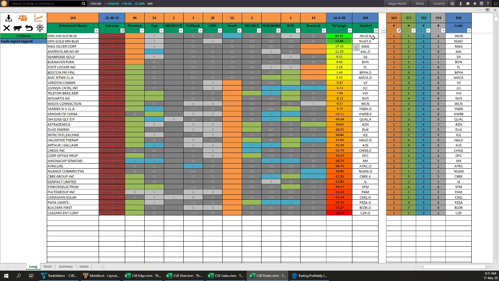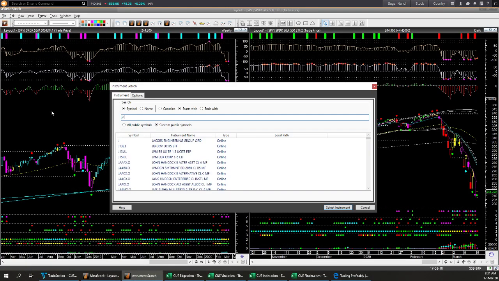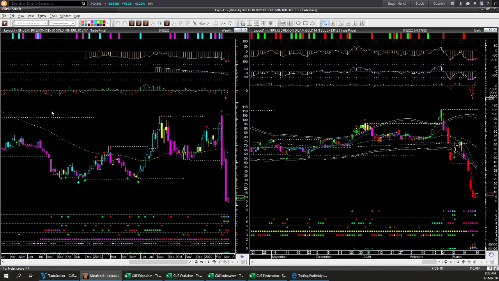Why don't we look at this JNUG? This is an ETF, gold miner bull 3x. Not sure why it is down so much, but that means gold miners are down so much. I don't trade these ETFs much. Interesting. Gold is not down so much, I think, but gold miners are down so much. It doesn't have any trade setup, of course, so I'm not going to look at it.